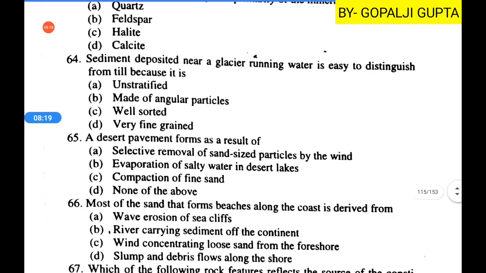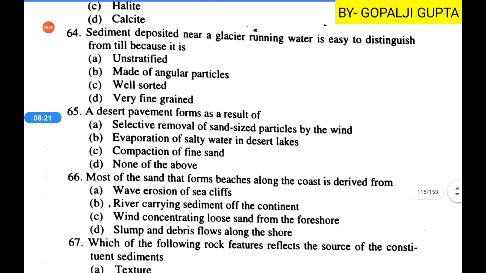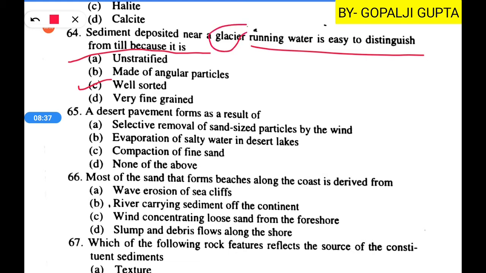Then the next question is, sediment deposited near a glacier by running water is easy to distinguish from till because it is. So according to the book, the correct answer is well sorted, but glacial deposits are mainly poorly sorted. So I have no explanation for this question. If you have one, you can write it in the comment box.